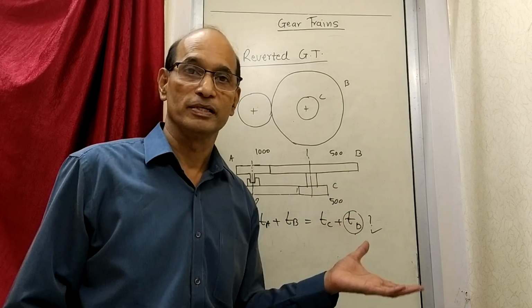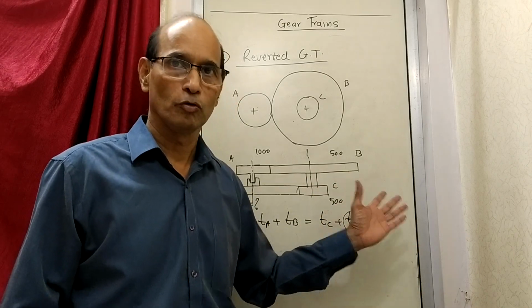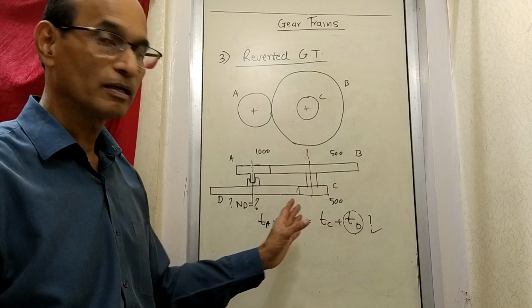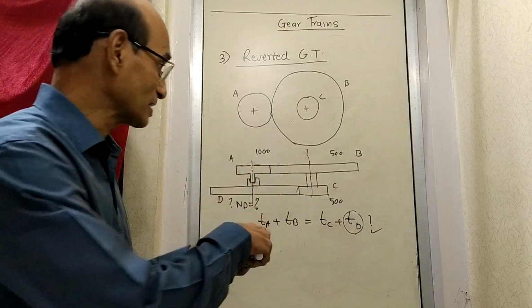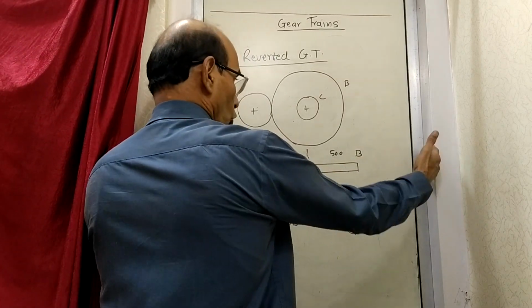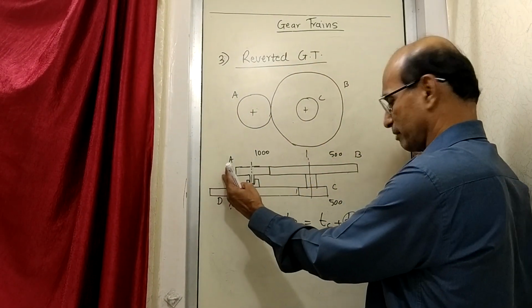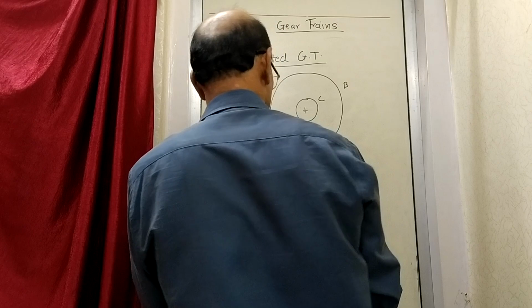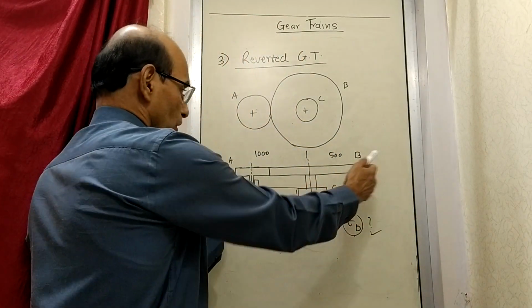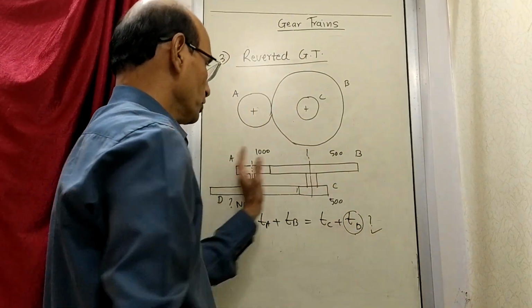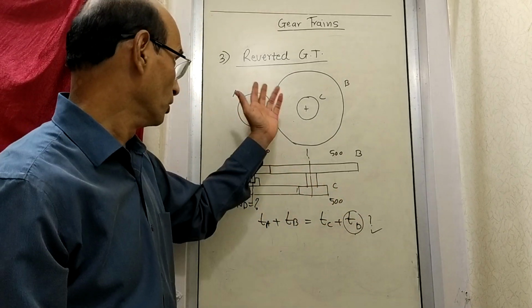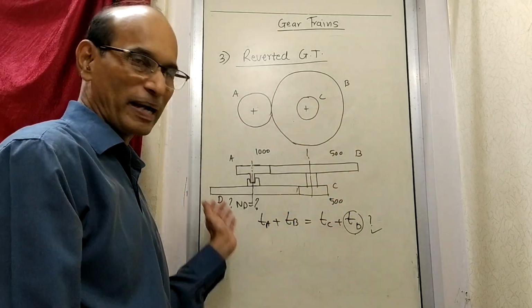And the biggest advantage of this, what could be the advantage here? As you can see, it takes less space. Last time this D had gone out there, so the overall space was this big. The total space required was this big. Now, because you are bringing D here, you are compressing the space, you are reducing the space. So the reverted gear train is more compact.